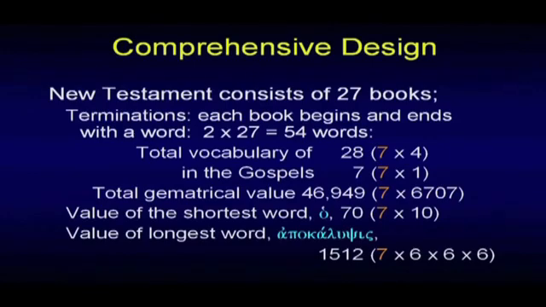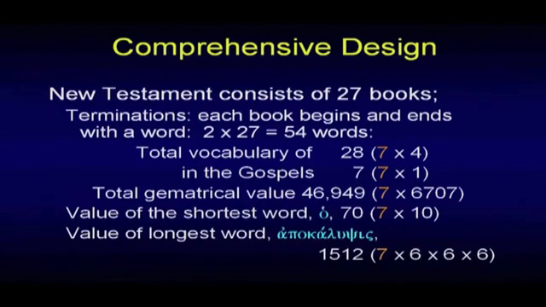Did you know the New Testament consists of 27 books? Most of you knew that. Terminations. That means each book begins and ends with a word. If there's 27 books times 2, that must be 54 words that terminate the different books of the New Testament. The total vocabulary is 28, a multiple of 7 exactly. Total vocabulary of the terminal book, the first and last words of each book.